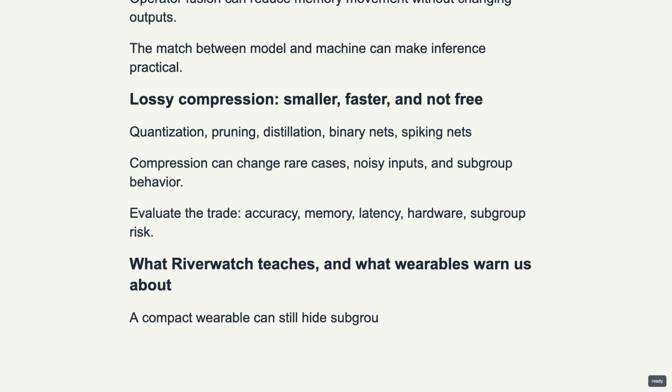A compressed health wearable may keep respectable overall accuracy and still fail for a minority subgroup. Average performance can hide that kind of damage, so a small model is not automatically a fair or reliable one.